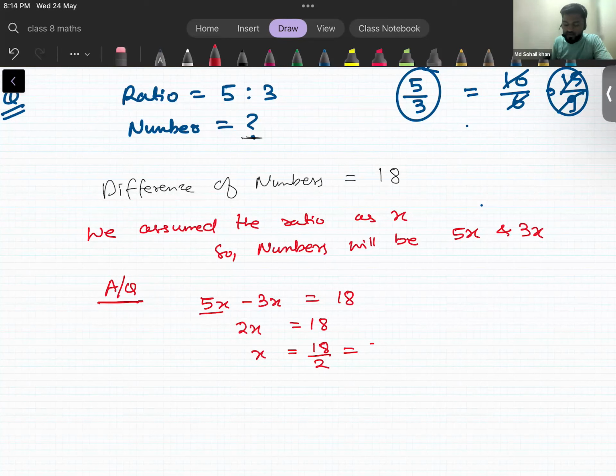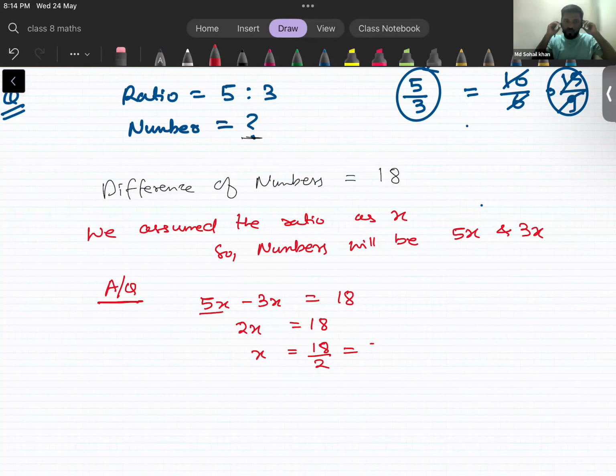18 divided by 2. That gives you how much? Ahmed, you have to divide 18 by 2. What is your answer going to be? 18 divided by 2 is 6.